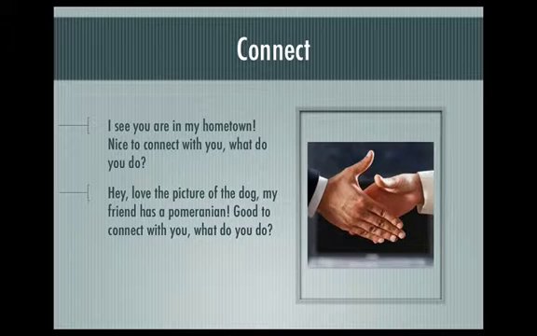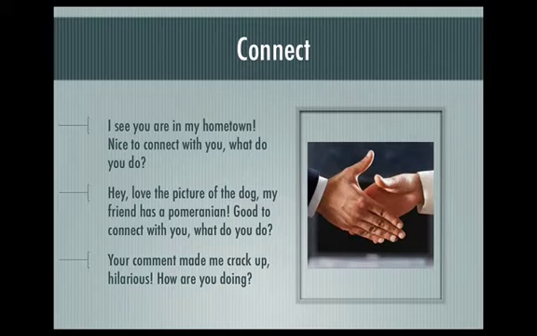Because if you would, that person would just look at you and be like, dude, get away from me. So treat Facebook as you would an offline event. You're actually reaching out and connecting with the person. So another example is, hey, that comment, it was hilarious. That cracked me up. How you doing?